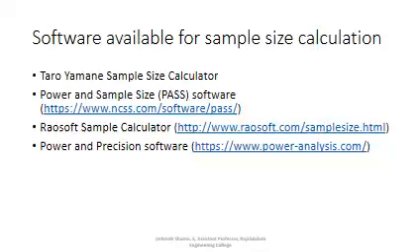Nowadays, we don't mostly go based on the formulas that we have. We have various softwares and various things that we use for calculating our sample size. So these are some of the things that are used by researchers for calculating sample size. First is Taro Yamane sample size calculator, or you can go for power and sample size PASS software, or RaoSoft sample calculator. Power and precision software is also there, where you go in for power analysis.